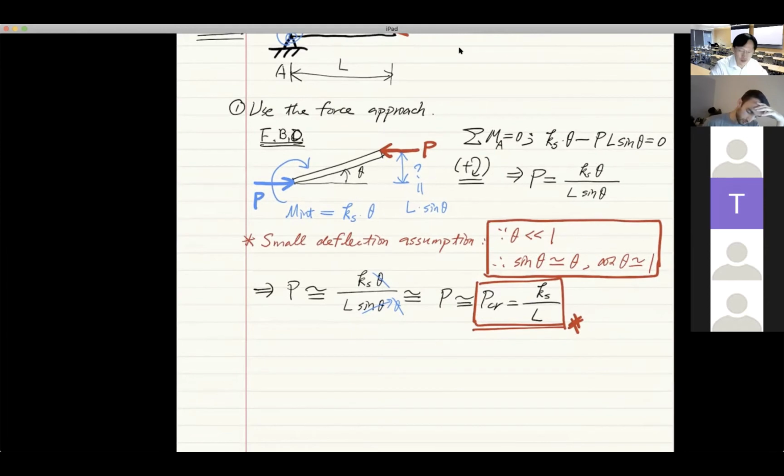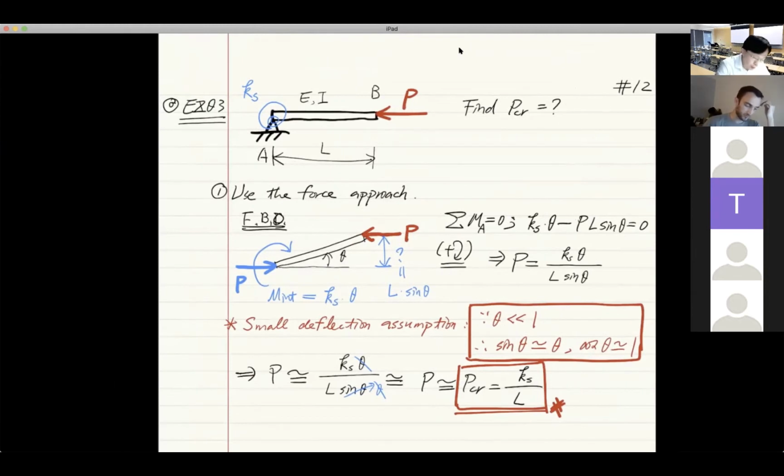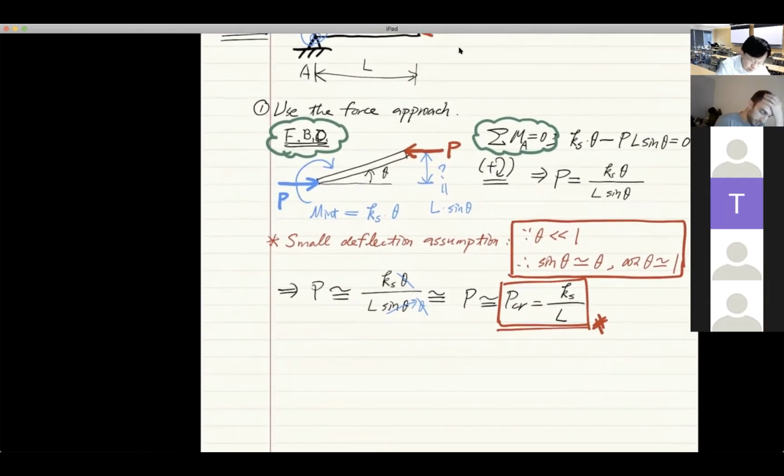This is what we call the force approach. Now, in the force approach, there are 2 main steps you will need to remember. One is always to take the free body diagram. Once you have established the free body diagram, the next step is to take the moment equilibrium. Those are the 2 key steps in the force approach. And the next approach I'd like to show you with exactly the same problem is what we call the energy approach.